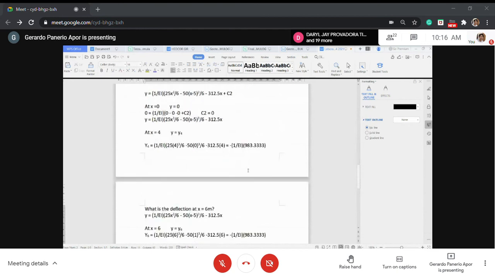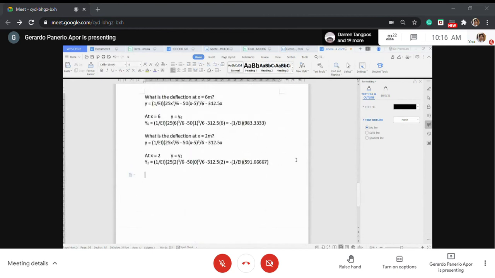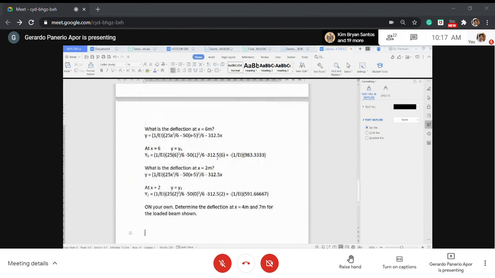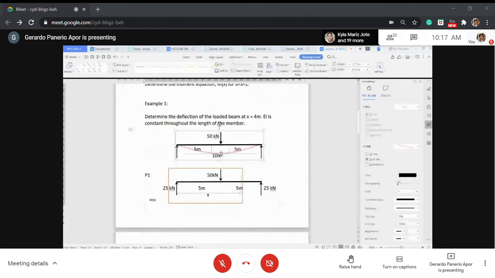For your own, determine the deflection at x equals 4 meters and 7 meters for the loaded beam shown. For the loaded beam shown, I will copy it.